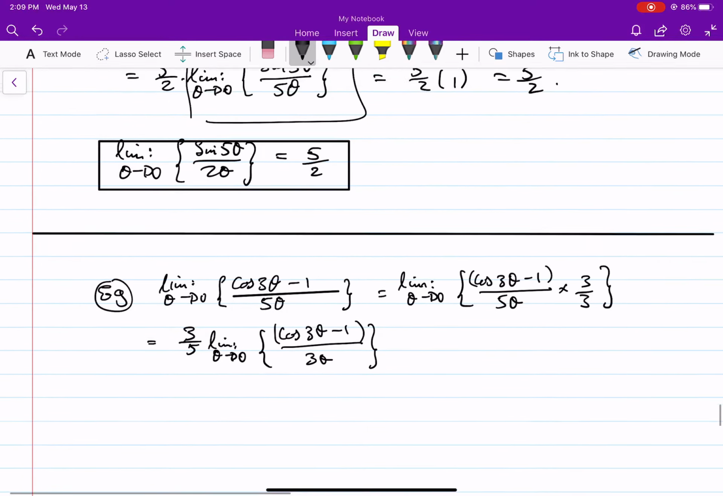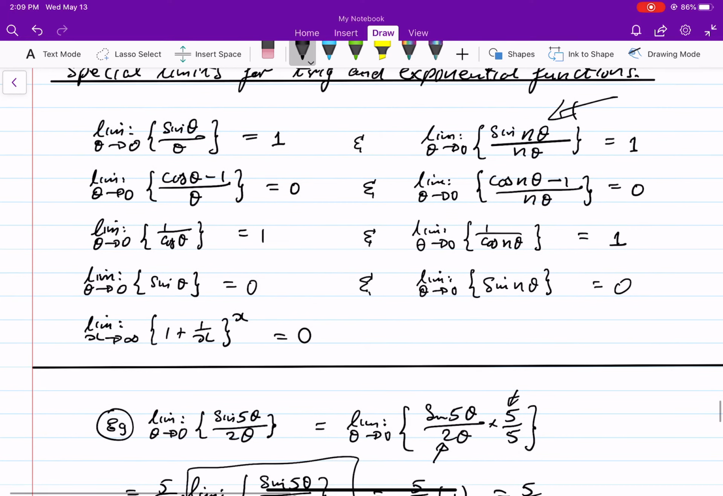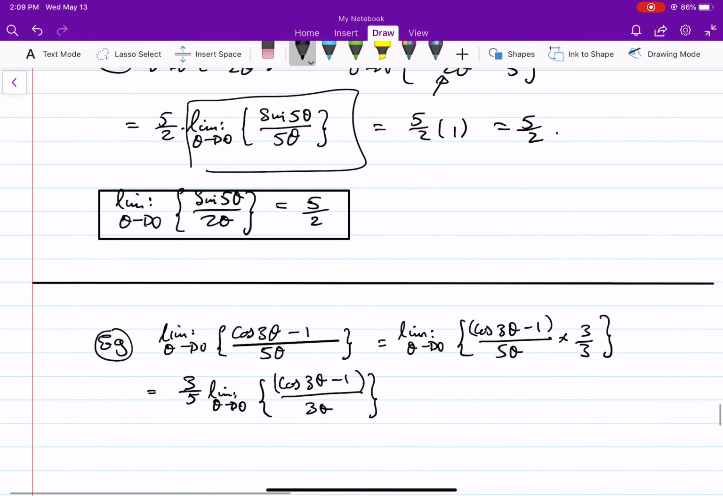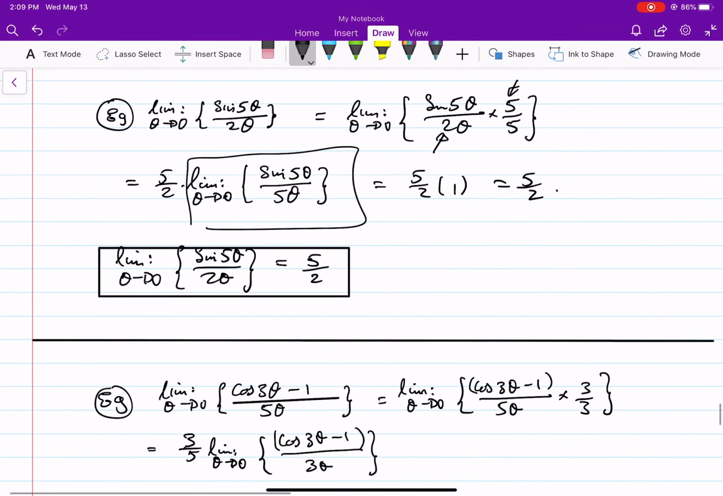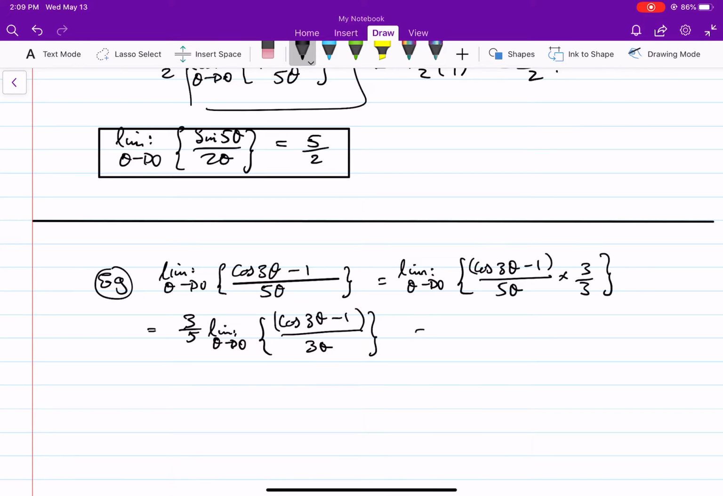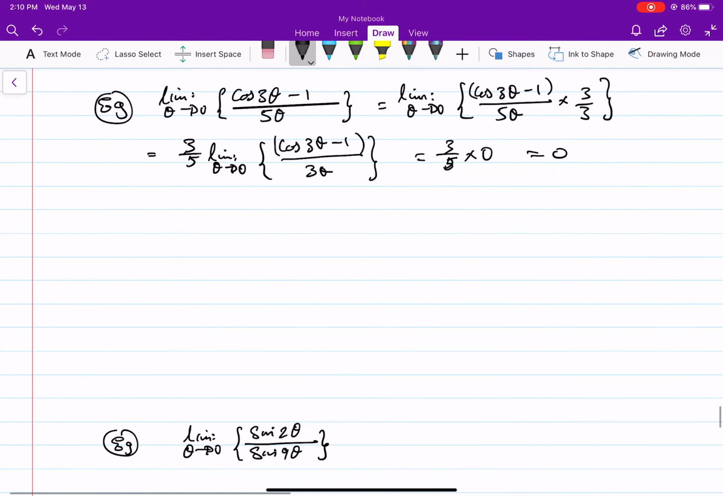Well, what does that look like? That looks very, very similar to this guy: the limit as theta approaches 0 of cos n theta minus 1 upon n theta. And what's that value? That's 0. So this is 3/5 times 0, which is 0. What's my conclusion? The limit as theta approaches 0 of cos 3 theta minus 1 upon 5 theta is 0.